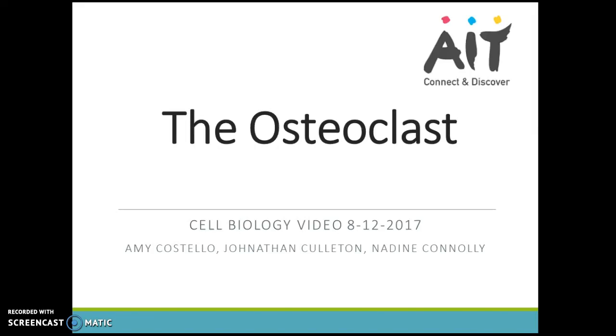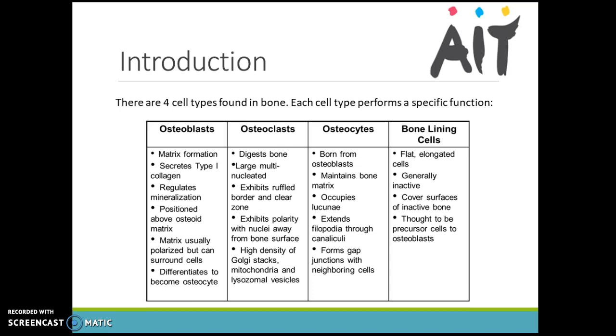The osteoclast. There are 4 cell types found in bone. Each cell type performs a specific function. Osteoblasts are cells with a single nucleus that make or synthesize bone. Osteoclasts are cells that digest bone or break it down. Osteocytes are cells that maintain the bone matrix, and bone-lining cells cover surfaces of inactive bones.